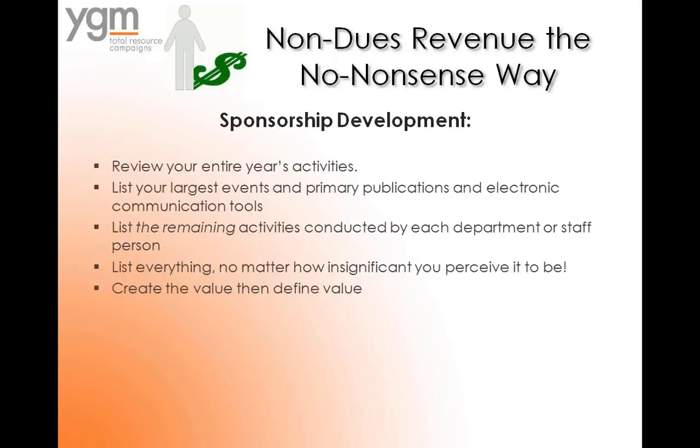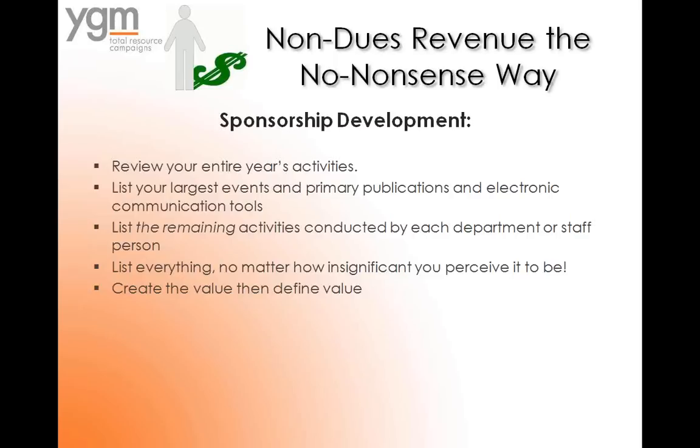So first, list your largest event, your primary publications, and your electronic media, your electronic communication tools. Think about all the opportunities inherent in each of those events or publications. Again, we'll look at some examples in just a few moments. How many ways do you have within an individual event to give someone recognition? So think about that. Is there a reception before? Is there entertainment? Is there a stage? Is there a head table? Do you have primary seating? How do you market that event? Can you give them exposure in that marketing? So we'll talk about that as we go forward.